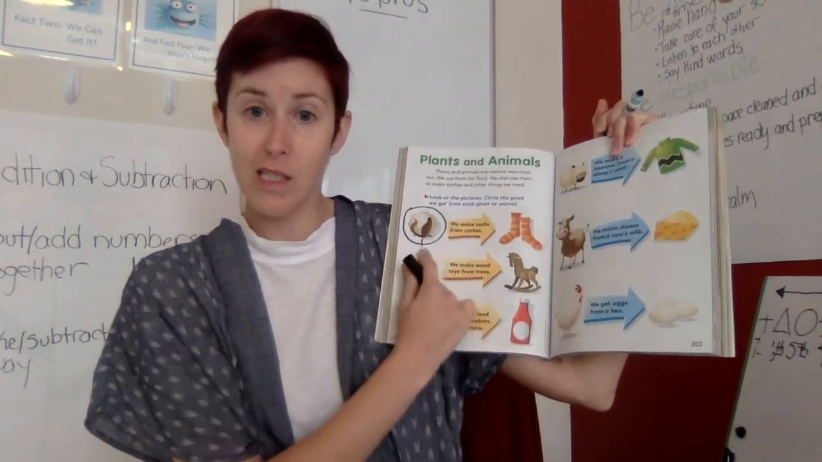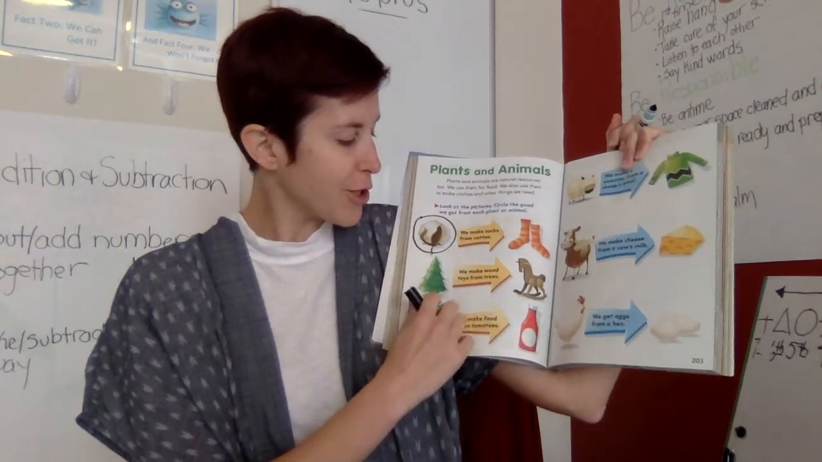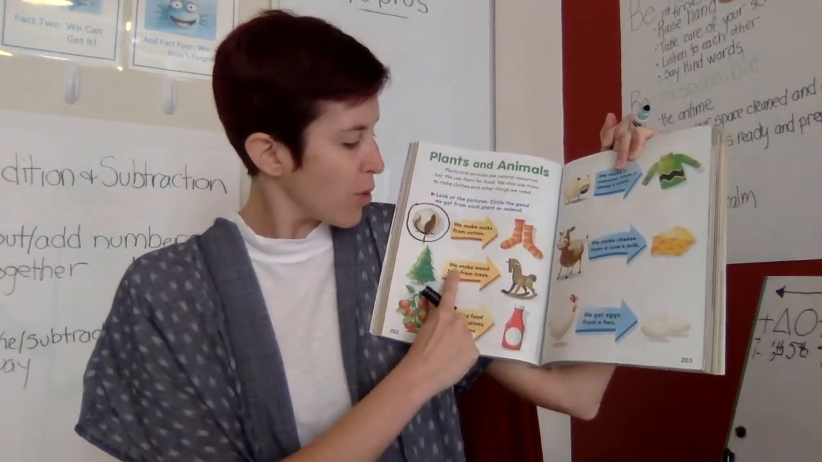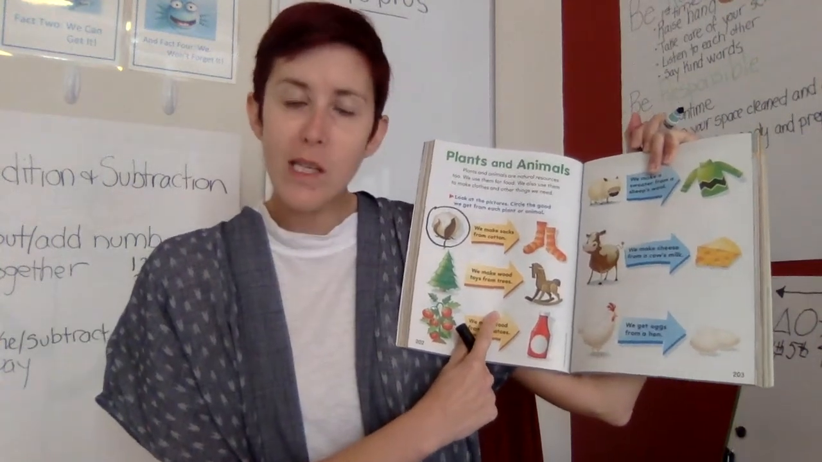So we make socks. This is the man-made object. All right, let's go down to our tree and our wooden toy. So we make wood toys from trees. I want you to think about, what is the natural thing?